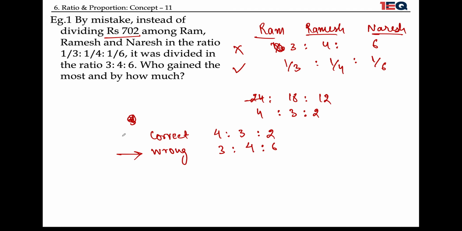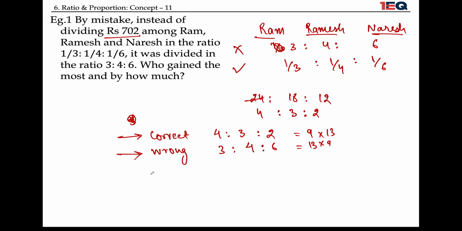What is the addition of 4 plus 3 plus 2? This is equal to 9. And what is the addition of 6 plus 4 plus 3? This is equal to 13. To make the totals equal, I would have to multiply 13 with 9, and multiply 9 with 13. So this entire equation gets multiplied by 13.